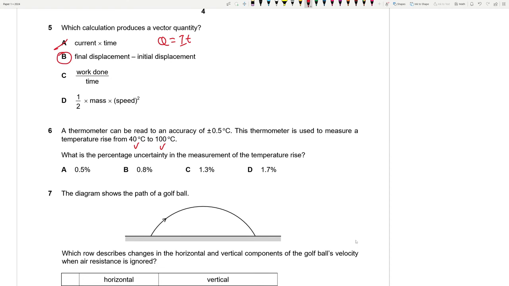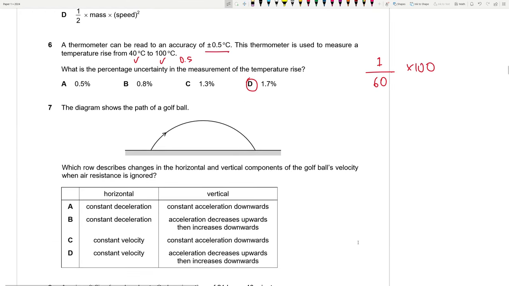Okay, it records the reading twice, so the uncertainty will be considered twice. The change is 60. The temperature rise is 60 and the uncertainty will be considered twice. So 0.5 plus 0.5 is 1. So logically it should be 1 by 60 into 100%, which is 1.67%. So rounded off, that is D, 1.7%.